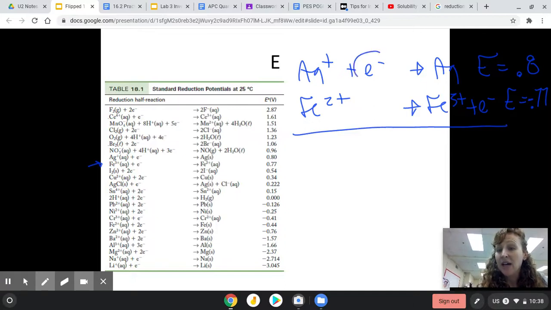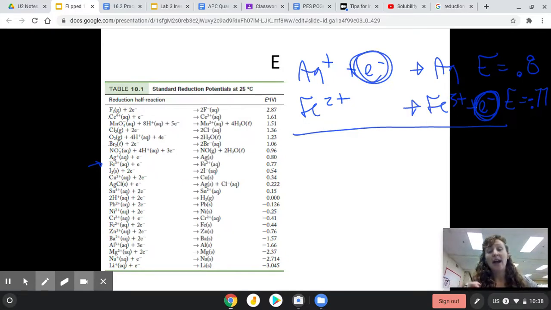Now notice a couple things here. I have an electron that is being taken in by silver. I also have an electron that is being given off by iron. And so I have someone who's giving and someone who's taking. That's really important. You need an electron on both sides. The other thing is you need the same amount of electrons on both sides.